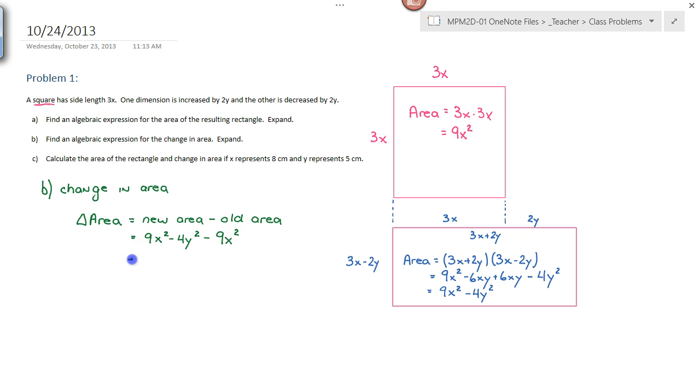So the change in area is going to be, well, look at that, 9x squared cancels out with 9x squared, leaving minus 4y squared. So that's the change in area, meaning that our area is in fact going to get smaller if we change this from a square to a rectangle. So there's the change in area. The minus tells us the new rectangle is actually getting smaller in area.